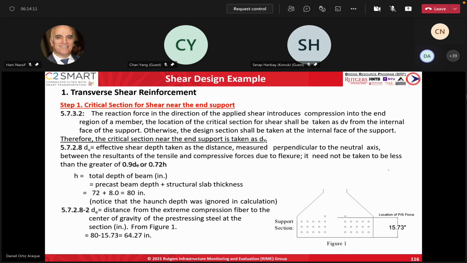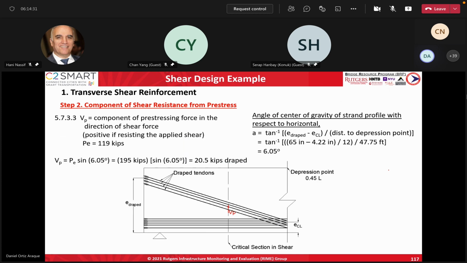And for this, we're going to need the dE, which is the distance from the extreme compression fibers to the center of gravity of the pre-stressed steel. So from the figure, we see that it has a height, including the slab thickness, of 80, minus the depth of the pre-stressing tendons, that gives us 64.27.